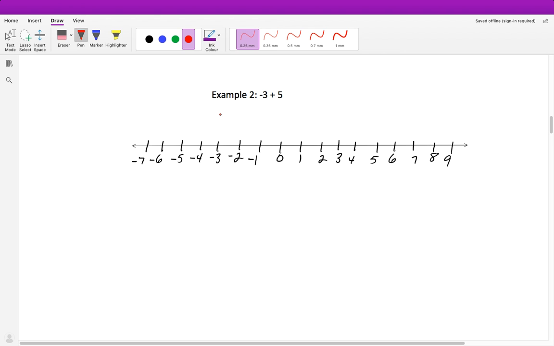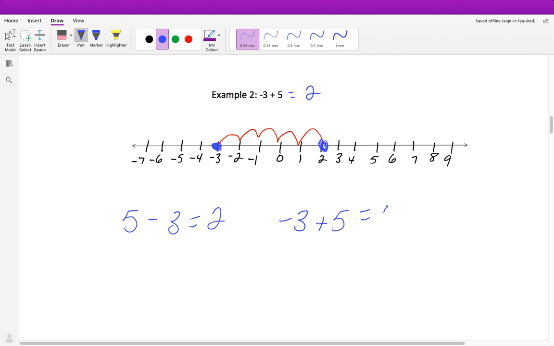For this problem, it says negative 3 plus 5. What is negative 3 plus 5? We can start at negative 3 and count 1, 2, 3, 4, 5 and end up at 2. So negative 3 plus 5 is equal to 2. We just said 5 minus 3 is equal to 2 and negative 3 plus 5 is equal to 2. Does that make sense? Yes, it should, because you have learned something before called the commutative property.